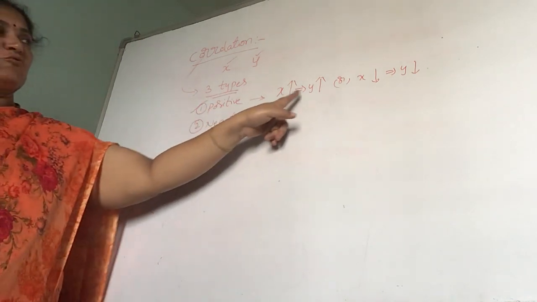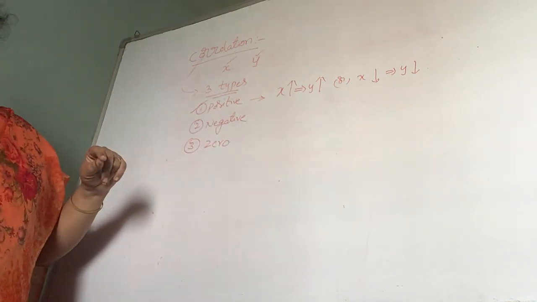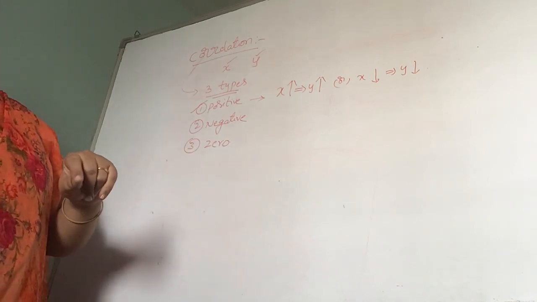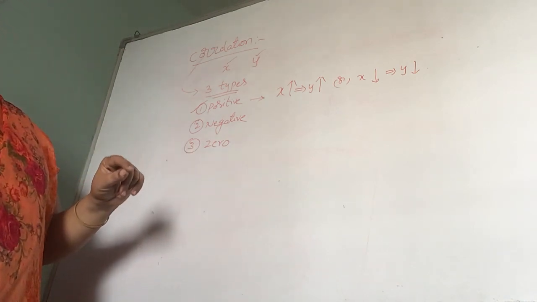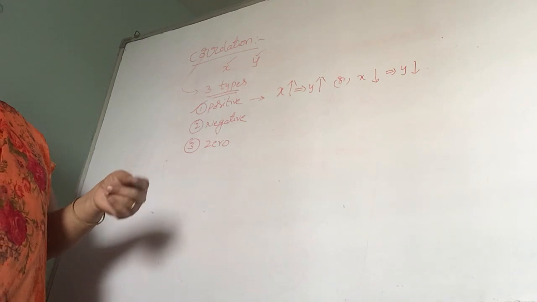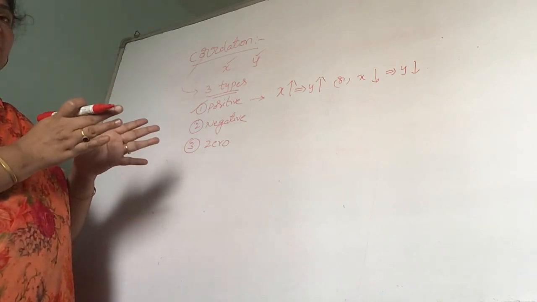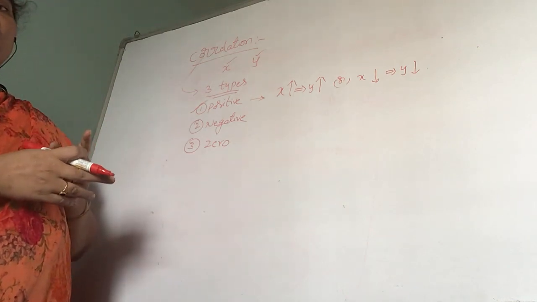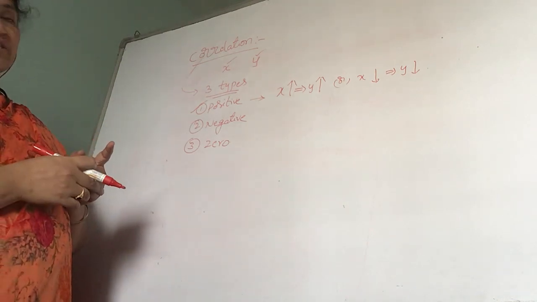That means the two variables are in direct proportion. If one variable increases, then the other also increases. If one variable decreases, then the other also decreases. Then we say that the two variables are in direct proportion. So positive correlation is also known as direct correlation.